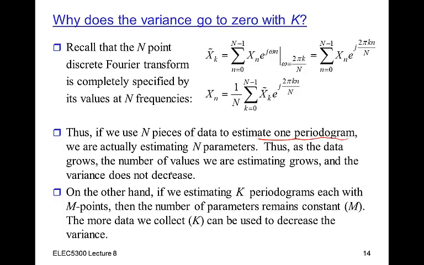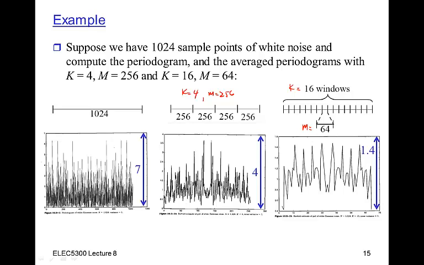But the only reason the variance decreased before was that as the data grew, we were trying to only estimate a finite number of parameters, but here that's not the case. So on the other hand, if we estimate k periodograms, each with m points, and if we keep the number of parameters m constant, then the more data we collect, k, can be used to decrease the variance. So let's take a look at that in the example that we discussed before.